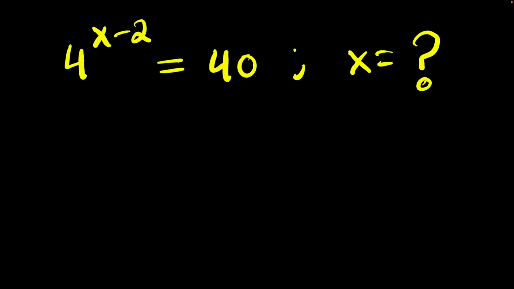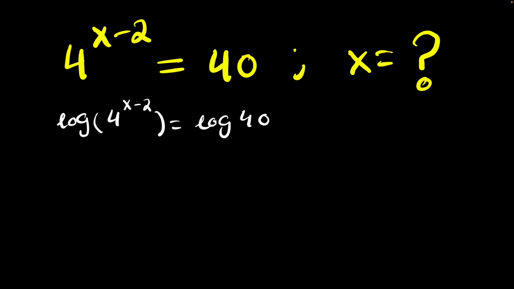You think you're smart? Try this question. 4 to the x minus 2 equal to 40. What is the value of x? In order to solve this question and find the value of x, I'm going to take log from both sides of the equation. So I'm going to write log of 4 to the x minus 2 is equal to log of 40.